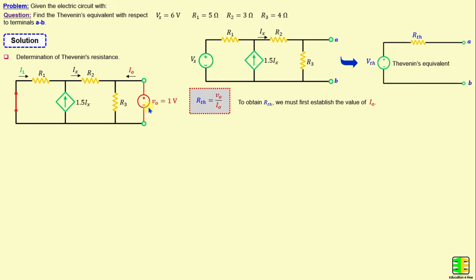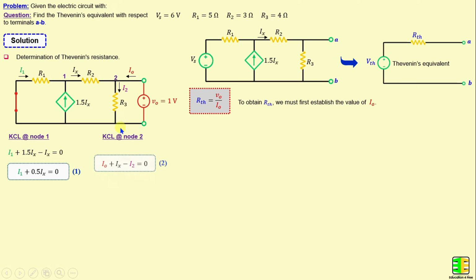And I will consider I1 is the current through the resistor R1, I2 is the current through the resistor R3. By applying Kirchhoff's current law at node 1, we can write I1 plus 1.5 times Ix minus Ix is equal to 0. That means I1 plus 0.5 times Ix is equal to 0. Now, by applying Kirchhoff's current law at node 2, we can write IO plus Ix minus I2 is equal to 0.